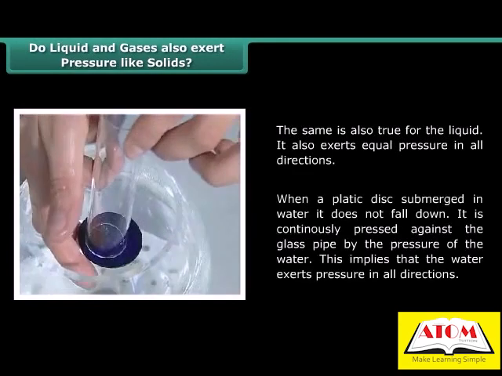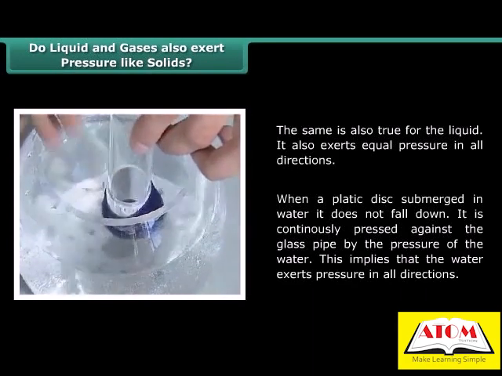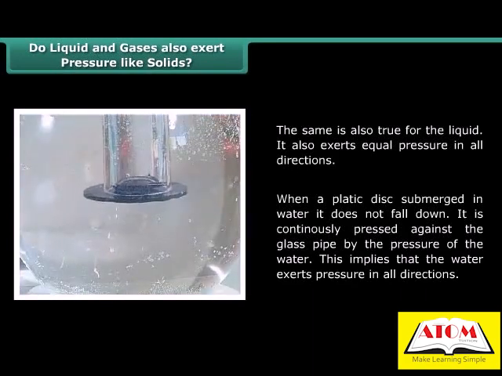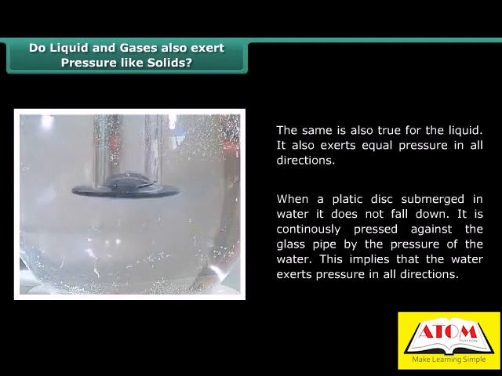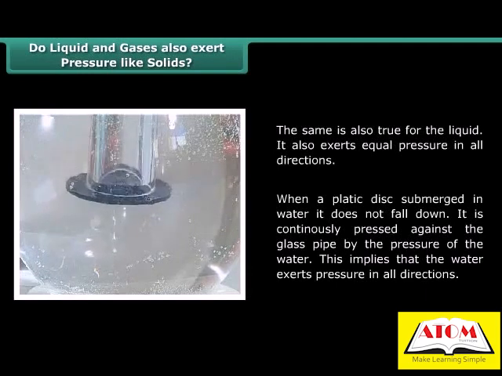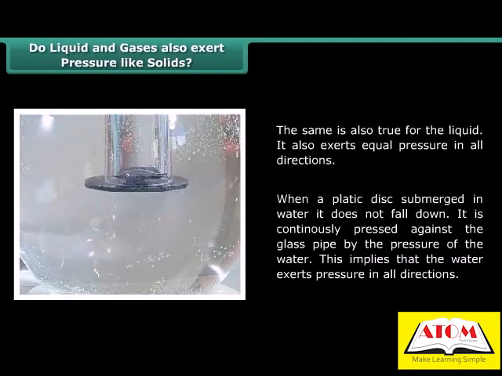When a plastic disc is submerged in water, it does not fall down. It is continuously pressed against the glass pipe by the pressure of the water. This implies that the water exerts pressure in all directions.